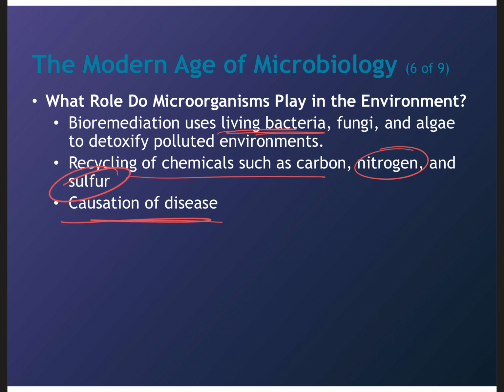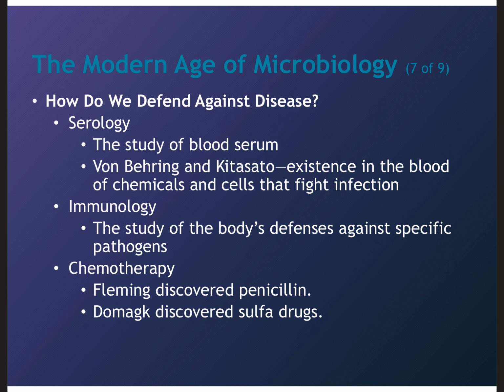The causation of disease. So, obviously we're surrounded by microbes, but that's one of the things that we take a look at in the environment. So how do we defend against disease? Well, serology, that's the study of blood serum, right? Von Behring and Kitasato, existence in the blood of chemicals and cells that fight infection, right? So we'll learn about our immune cells. We'll look at some of them here in lab today.